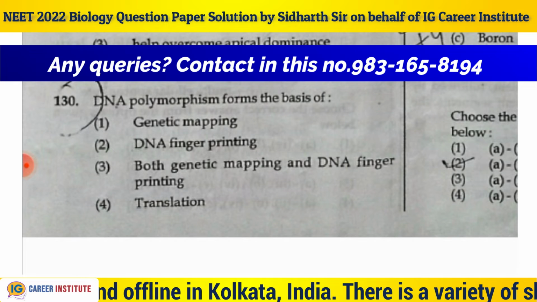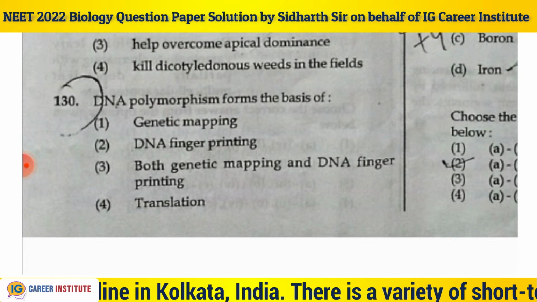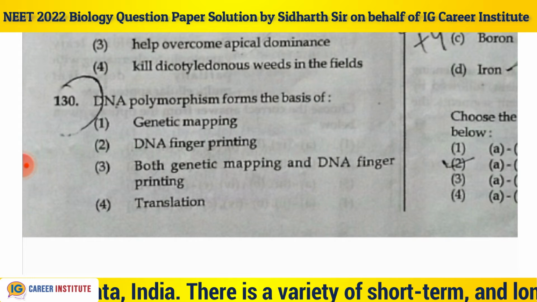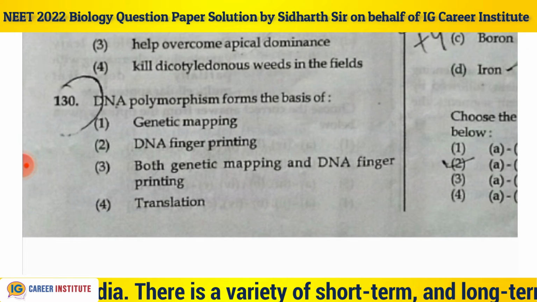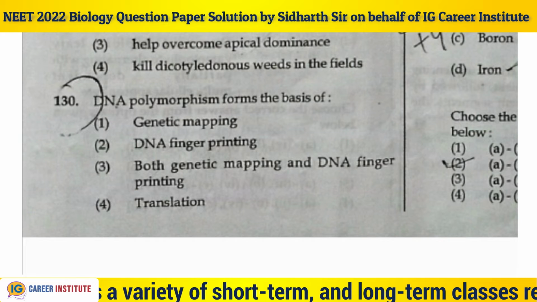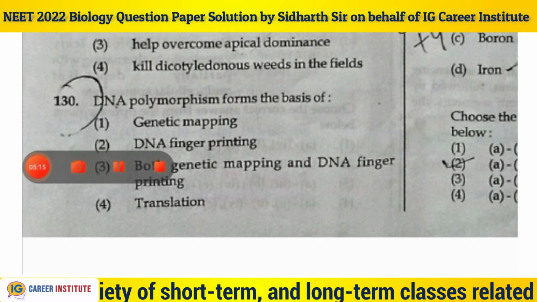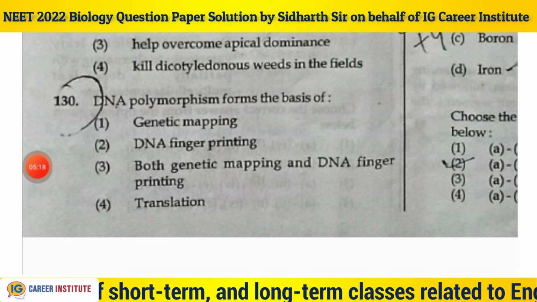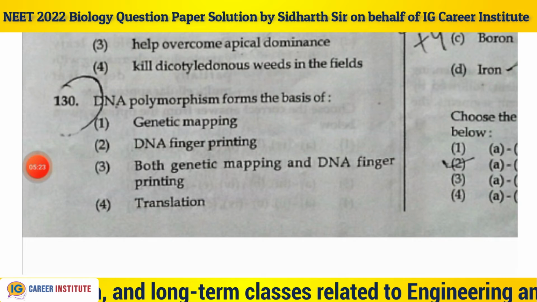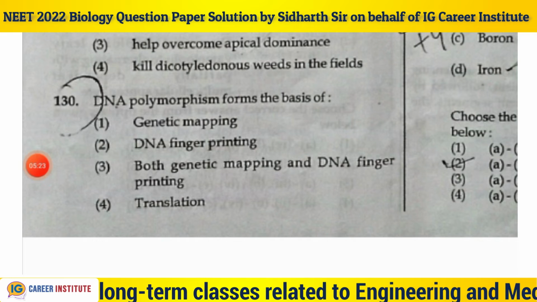Now comes question number 130. DNA polymorphism forms the basis of, and this you can find in NCERT, but you have to read properly, both genetic mapping and DNA fingerprinting, right? So this is the answer. Up to now, it is mostly NCERT. Let's see whether we can find anything different.